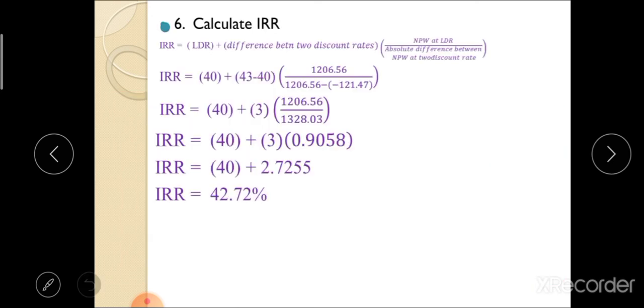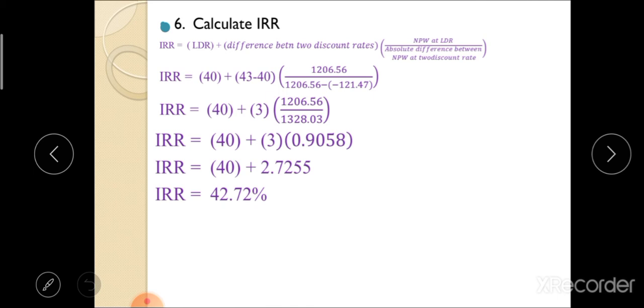After getting the summation of NPW at the rates of 40% and 43%, the next step is to calculate IRR. The formula for IRR is equal to LDR plus the difference between the two discount rates, in brackets, NPW at LDR divided by the absolute difference between NPW of the two discount rates. By putting the values in the formula we can calculate IRR.